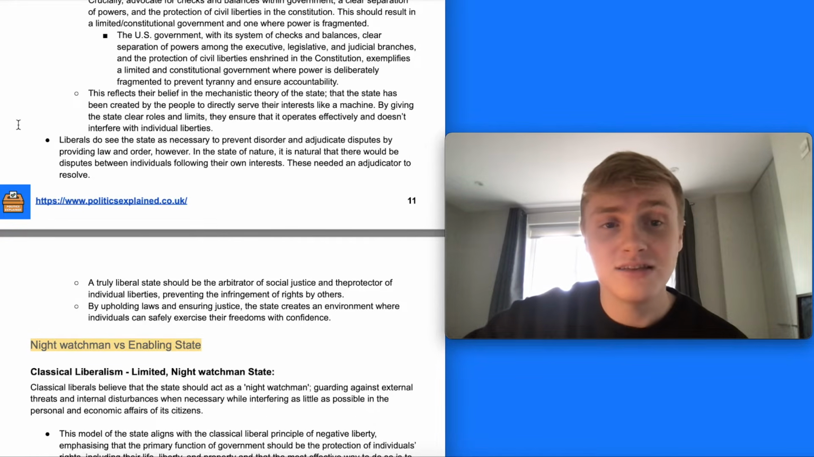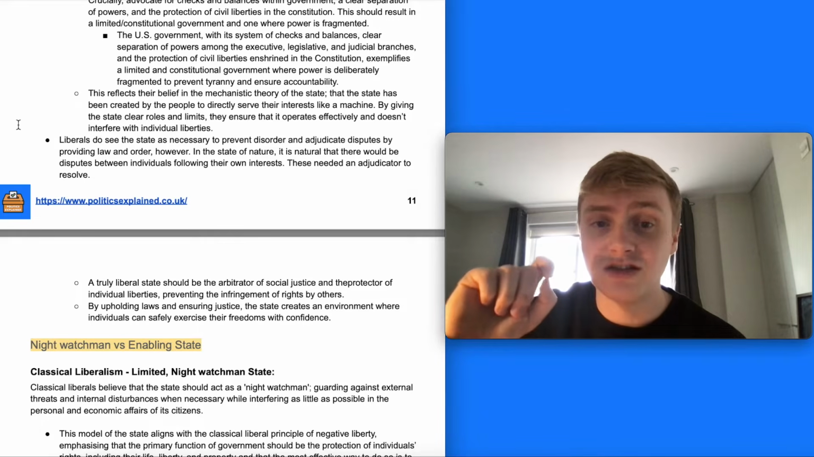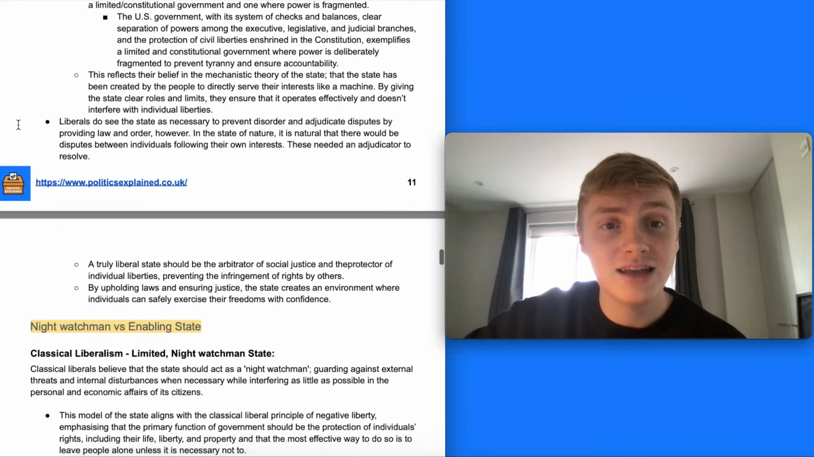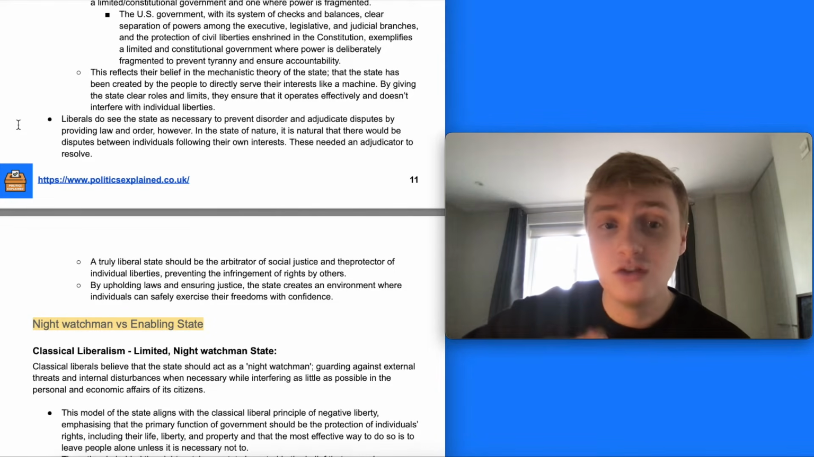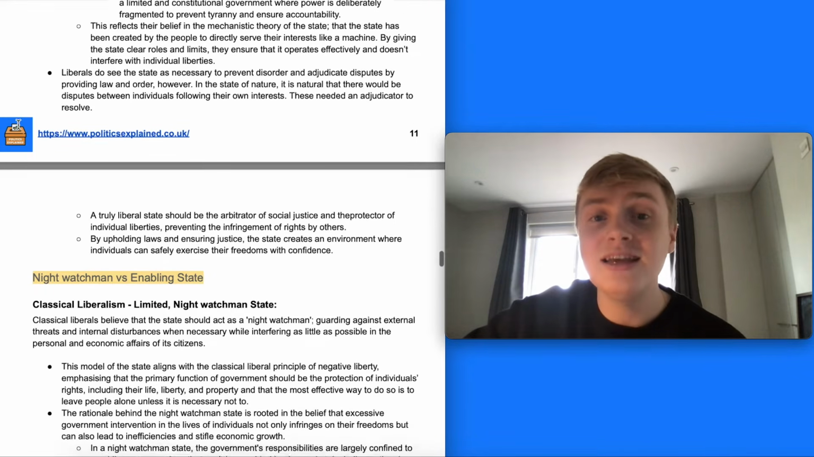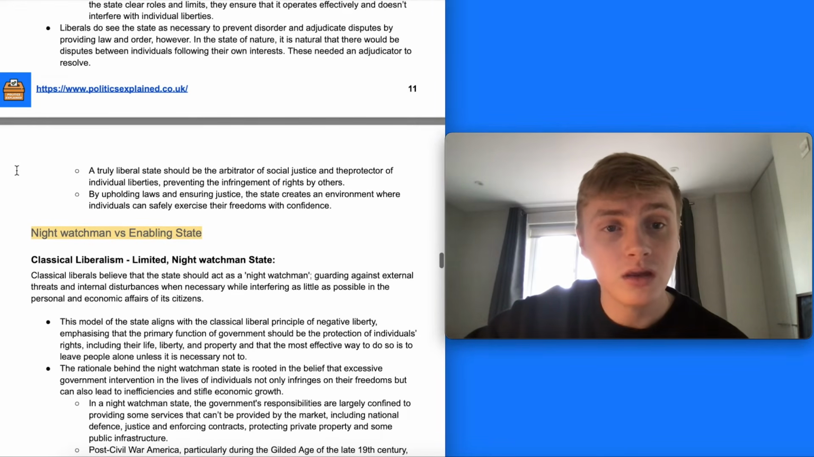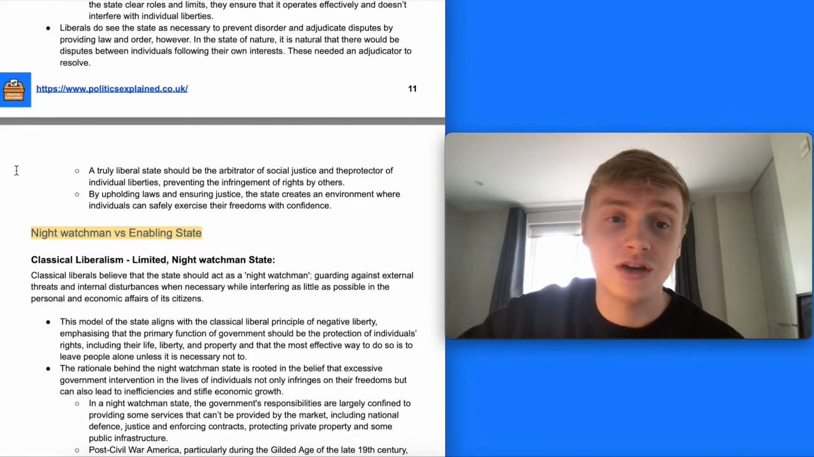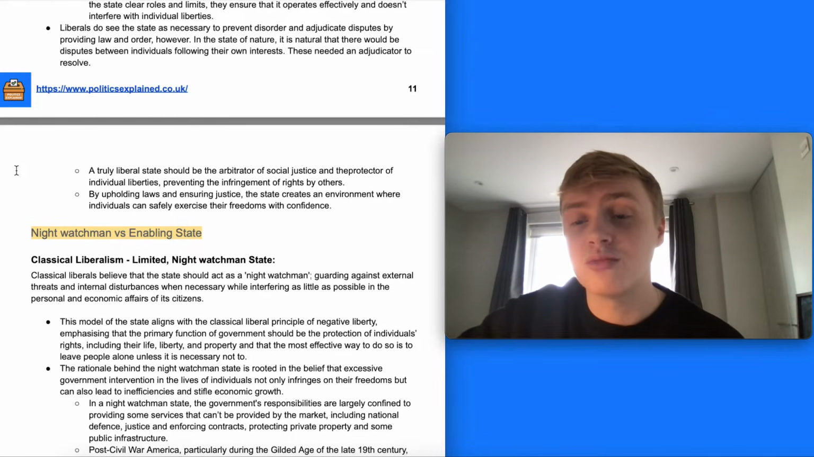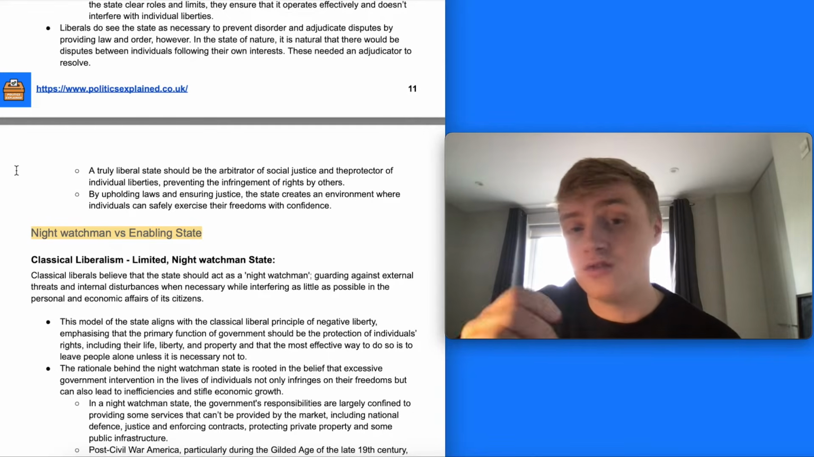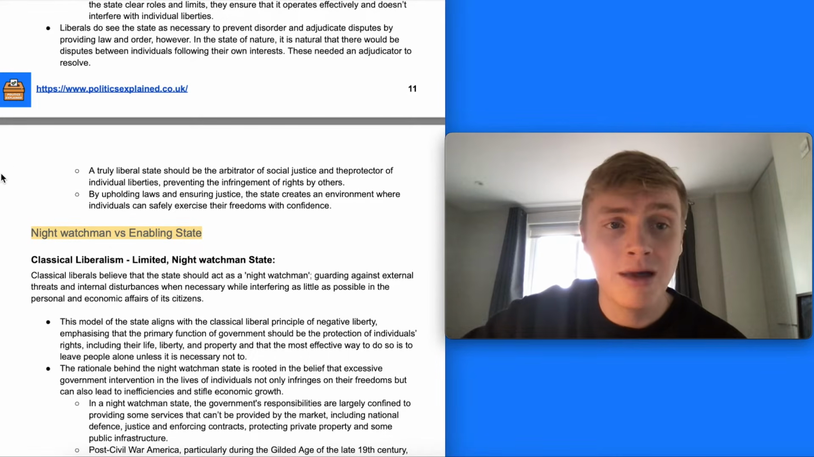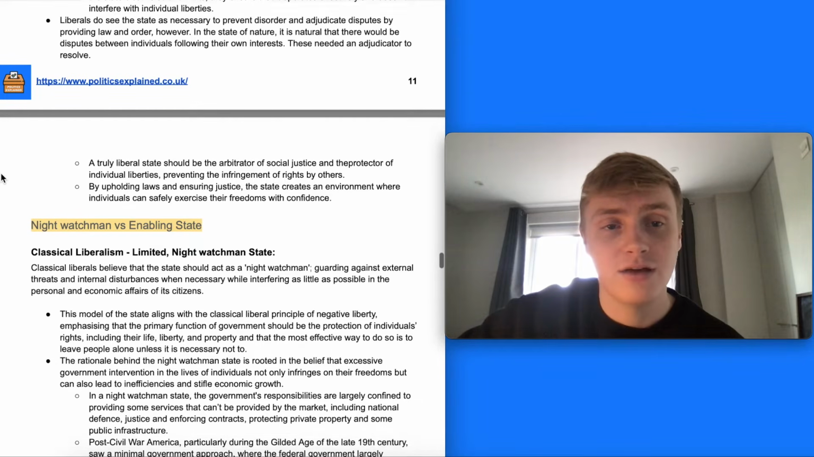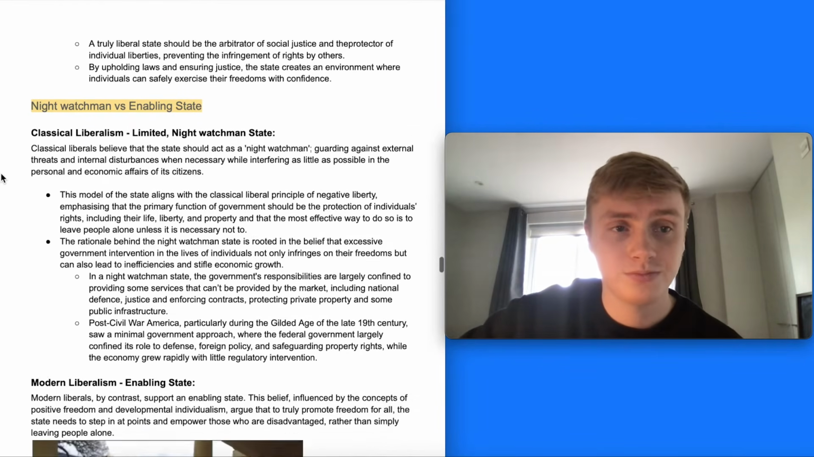So they do see the state as necessary to prevent disorder and adjudicate disputes between individuals by providing law and order. In the state, it is natural that there would be disputes between individuals following their interests, and this needs an adjudicator to resolve. A truly liberal state should therefore be the arbitrator of social justice and the protector of individual liberties, preventing the infringement of the rights of one individual by others. And therefore, the state should create an environment where individuals can safely exercise their rights and freedoms with confidence.